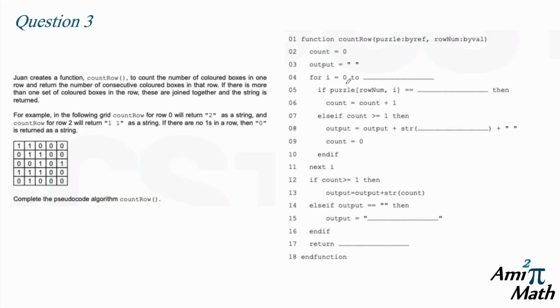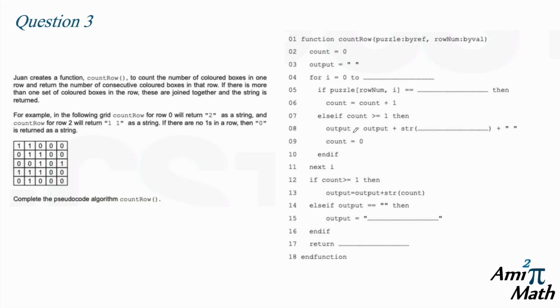Okay, so first, for this section that we're going to complete here, well, we know that this is our grid here, and it's basically iterating or going through each number in the row, right? And we know that in computer science, numbers are usually indexed starting from 0.